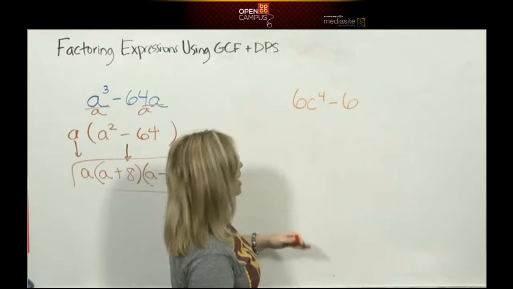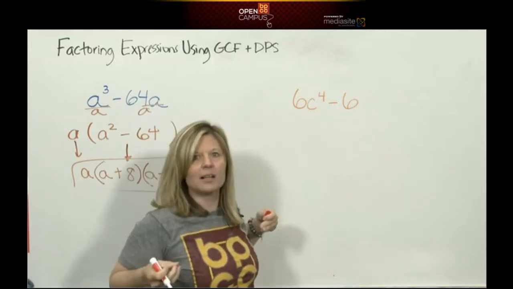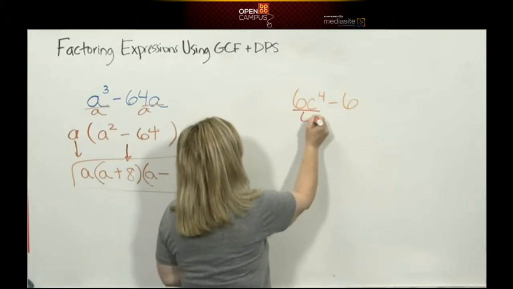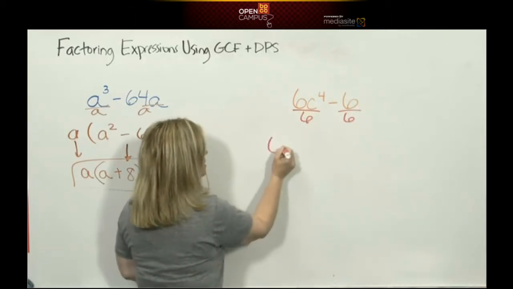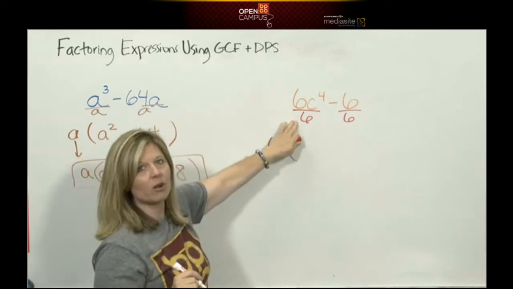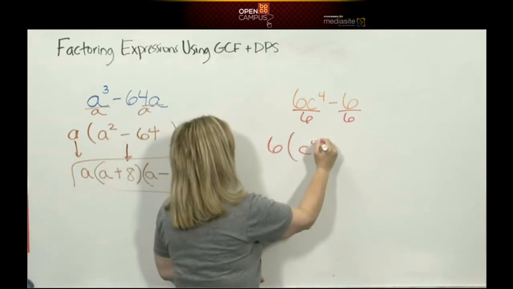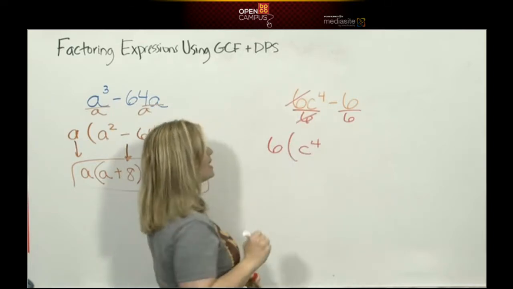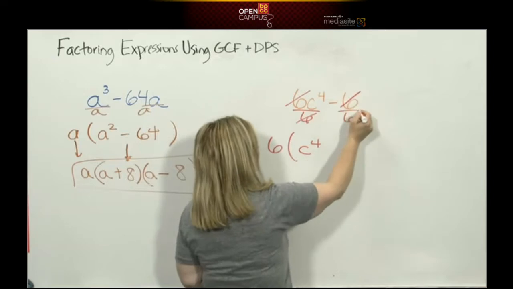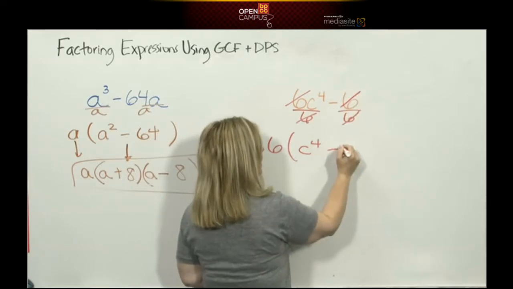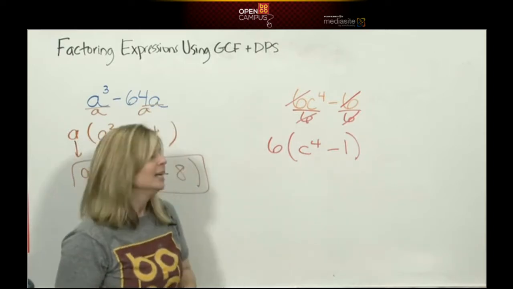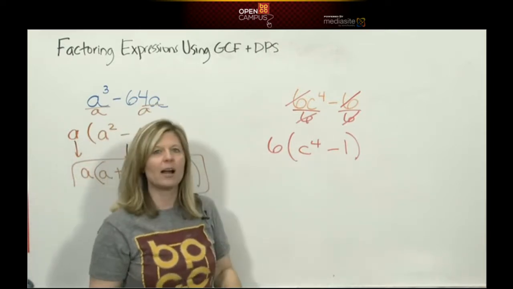So the first rule of factoring is always pull out what's in common. What do these terms have in common? They both can be divided by 6. So I put the 6 in front. Tell me what's left. 6c to the fourth divided by 6 would be c to the fourth. 6 divided by 6 is 1. I do not need to write 1c to the fourth. 6 divided by 6 is 1. There's a negative, so I need to write that one because it's connected by subtraction. Now, I have c to the fourth minus 1.